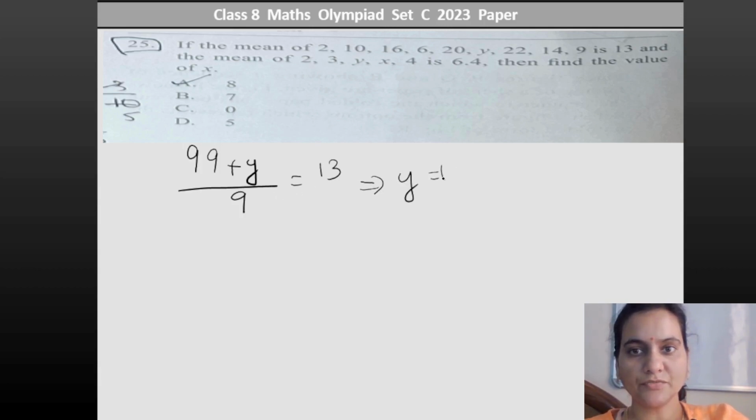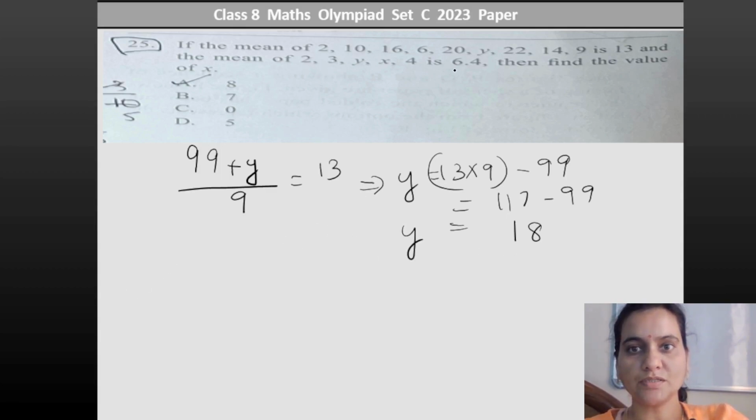So y will be equal to 13 into 9 minus 99. So what will be 13 into 9? 9 3s are 27 and 9 ones are 9, so 117. 117 minus 99 is 18. Y value will be equal to 18.